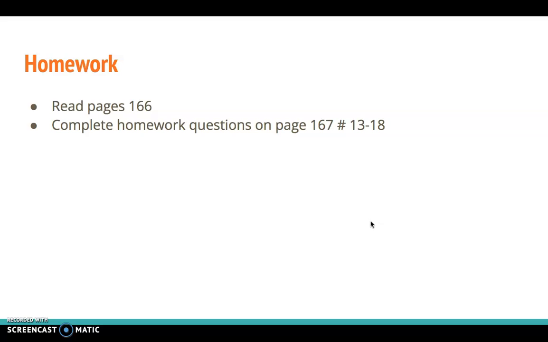Here's the homework that you need to complete for this part of the lecture. Please make sure you read page 166 and complete the homework questions on page 167, which is numbers 13 to 18.